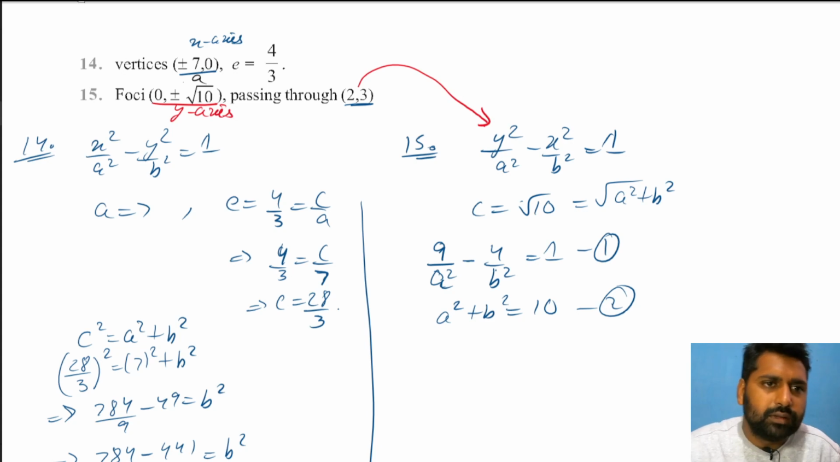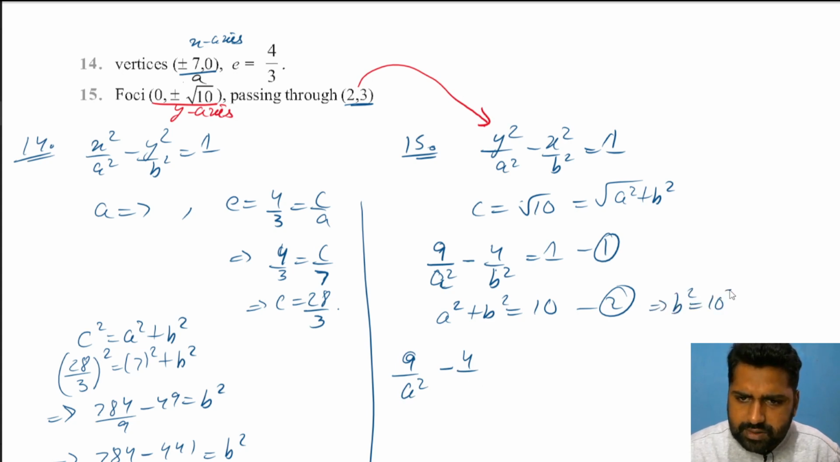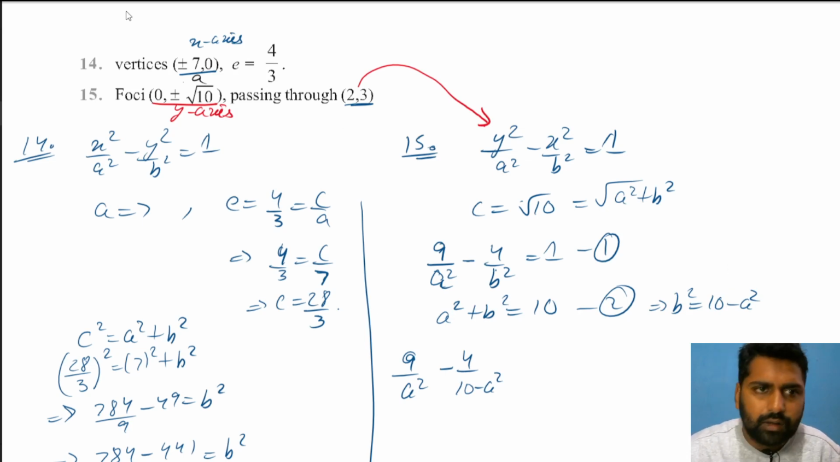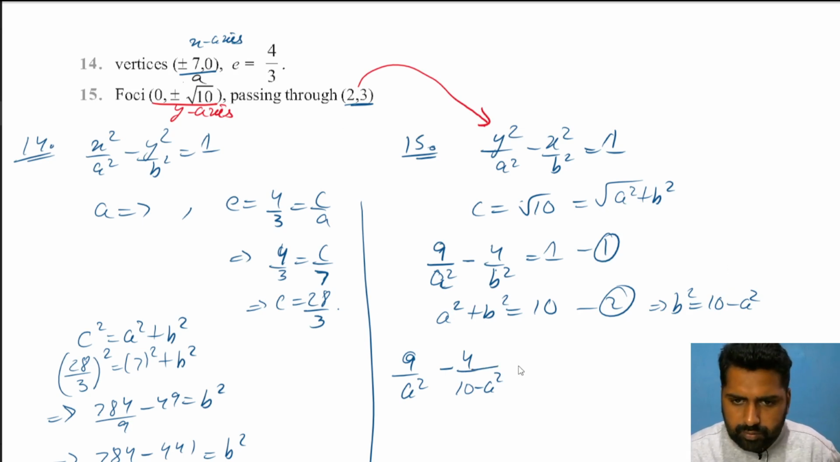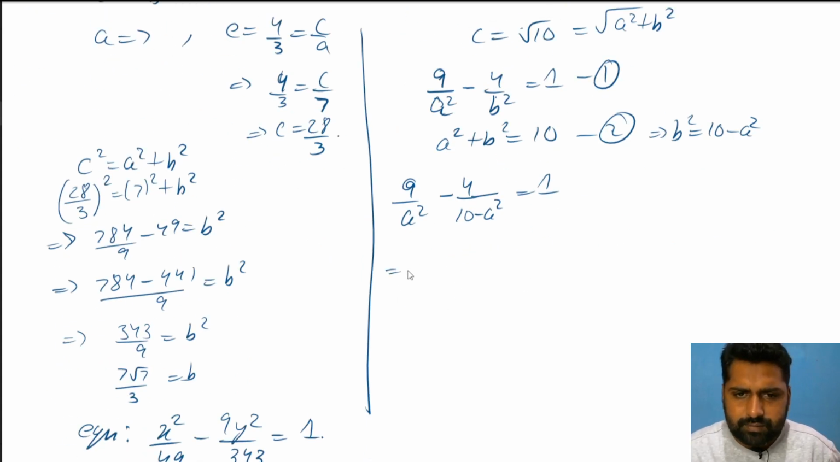So 9 by a square minus 4 by you can generate b square as 10 minus a square. So instead you'll have 4 by (10 minus a square), 9 by a square minus 4 by b square. And now take the LCM.